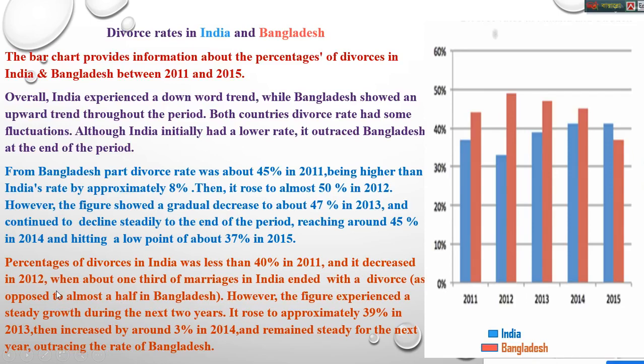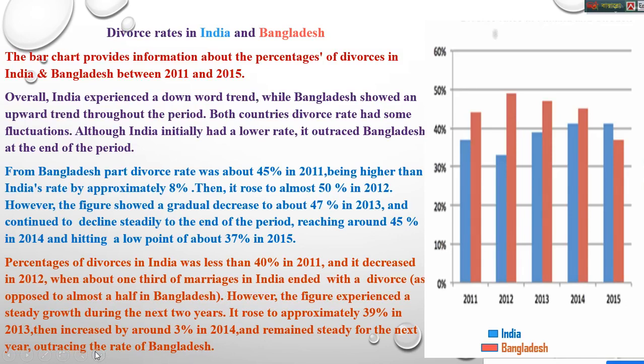And then lastly, feature 2, you see what happens here. The percentage of divorces in India was less than 40% in 2011 and it decreased in 2012, when about one third of marriages in India ended with a divorce, as opposed to almost a half in Bangladesh. However, the figure experienced a steady growth during the next 2 years. It rose to approximately 39% in 2013, then increased by around 3% in 2014, and remained steady for the next year, approaching the rate of Bangladesh.